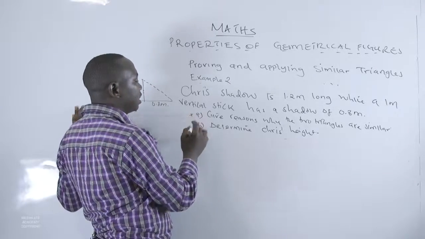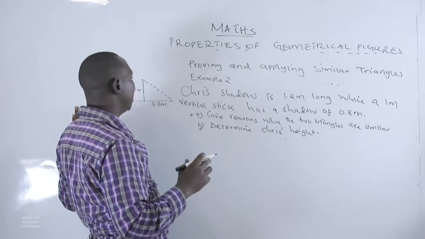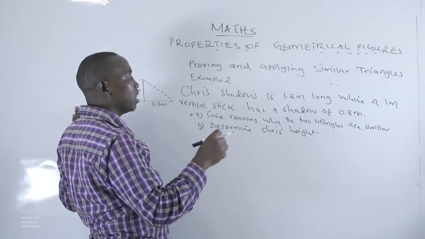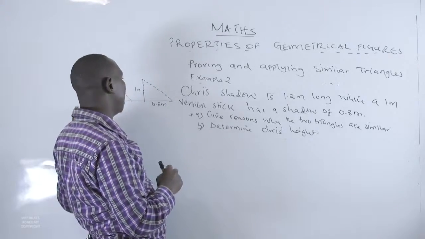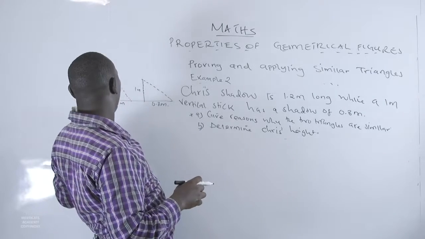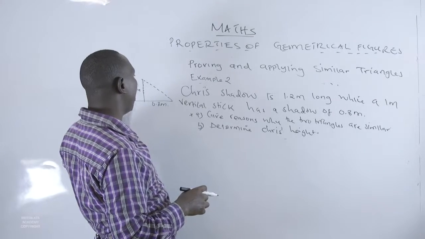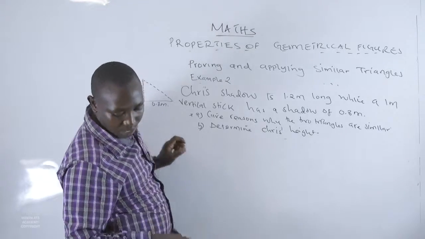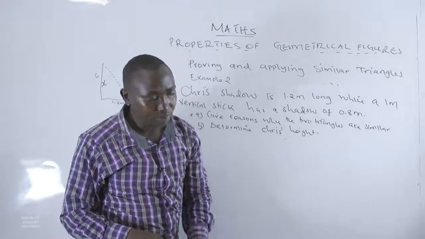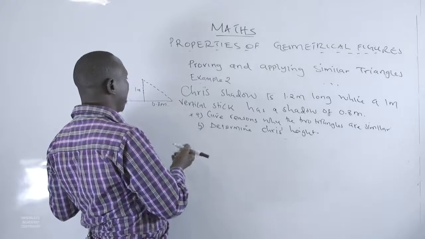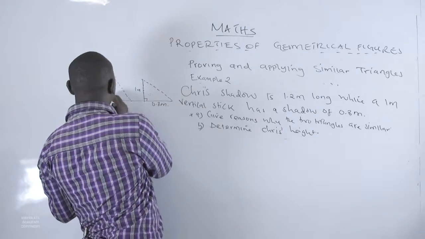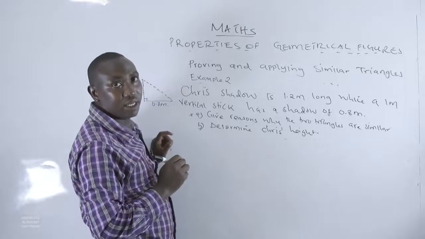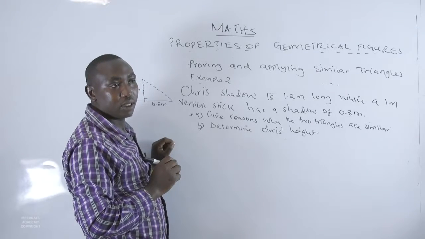But the first question states that give the reasons why we think that the two triangles are similar. And in question, we are talking about this particular triangle and also this other triangle. Now, the first aspect that we know is that this is 90 degrees and that is 90 degrees.